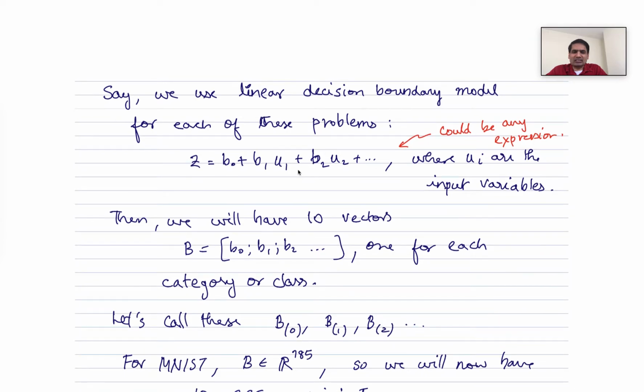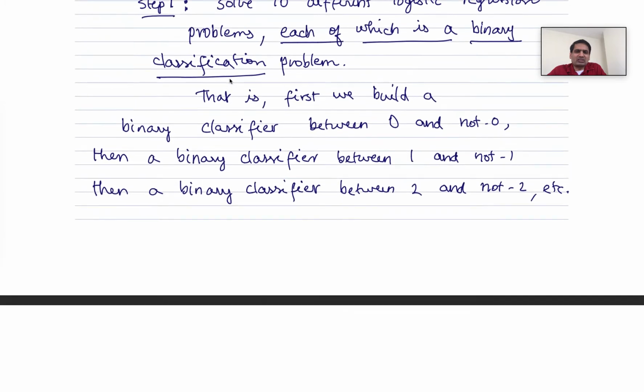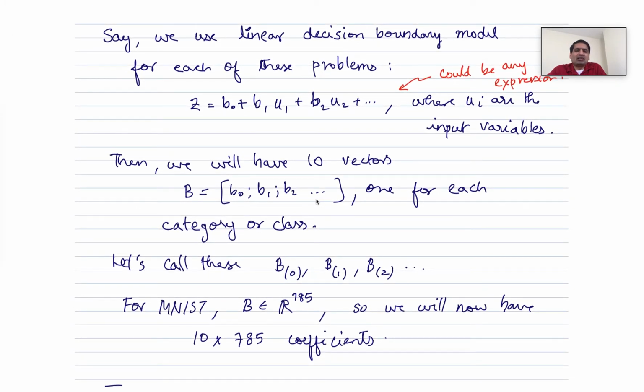Once we have those, we can use them. Say for each of these classifiers, we use linear decision boundary models. In other words, z equals b0 plus b1 u1 plus b2 u2, etc., where the u's are the different input variables. I picked the linear version just for illustration, but this could be any expression, quadratic, cubic, doesn't matter. Effectively, we have these unknown coefficients, and once you actually do the logistic regression, these coefficients will be known, and you'll have these coefficients for each class.